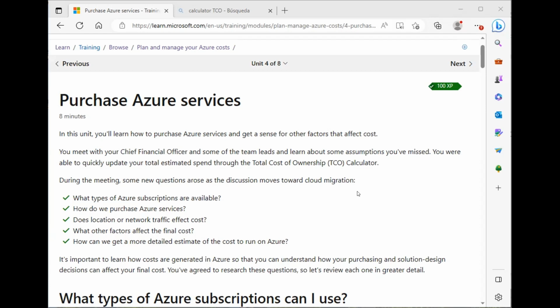Okay, it's important to learn how costs are generated in Azure so that you can understand how your purchasing and solution design decisions can affect your final costs. You've agreed to research these questions, so let's review each one in greater detail.